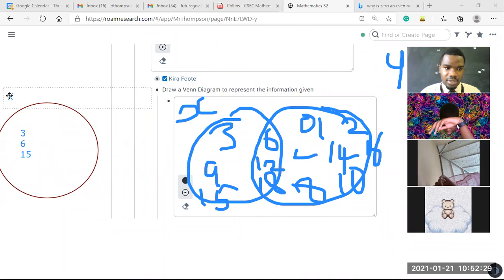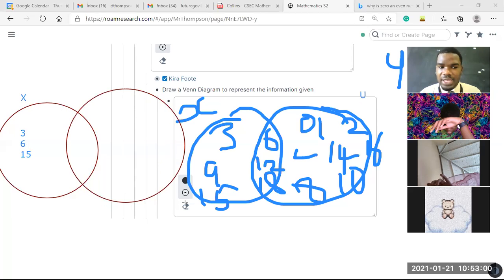I forgot to put a U outside of the box because the universal set is all natural numbers. Typically U is over here, but because I don't have the space, I'm just going to put it over here. There we go. Now set Y.